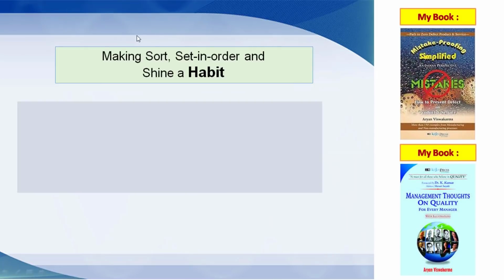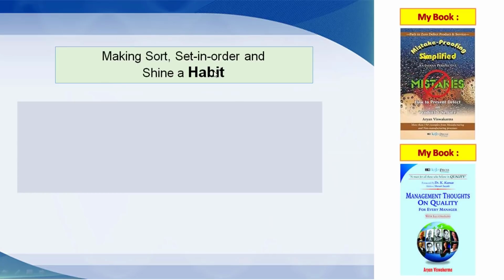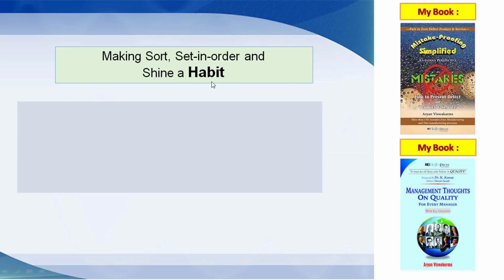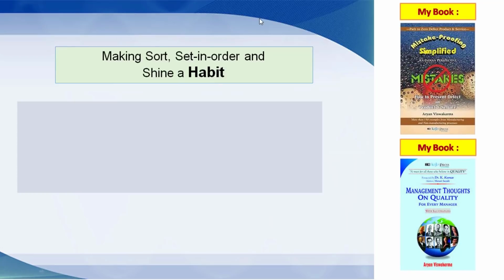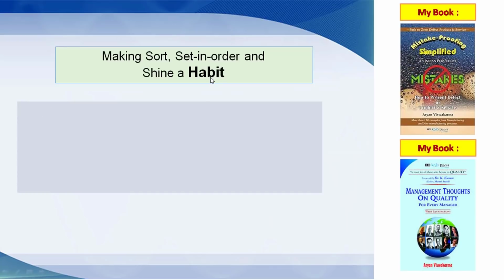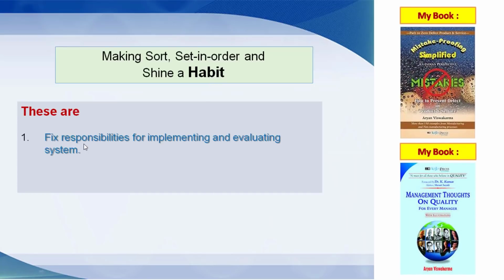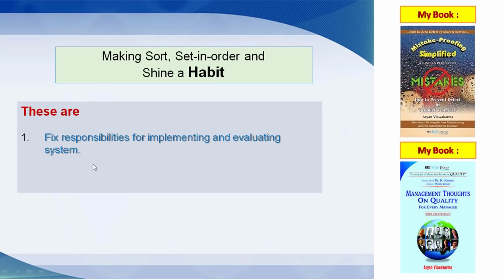And also in the fourth stage, we should be making sort, set in order, and shine a habit. That means up till now we should be putting a practice of making this 1S, 2S and 3S a ritual. And this can be done by fixing responsibilities for implementing and evaluating systems.